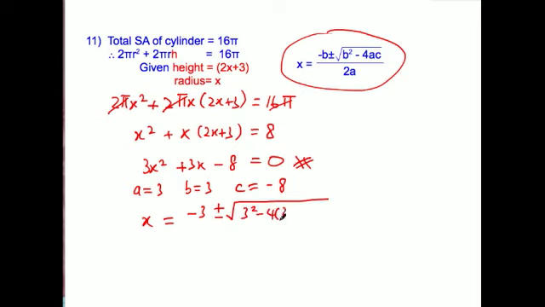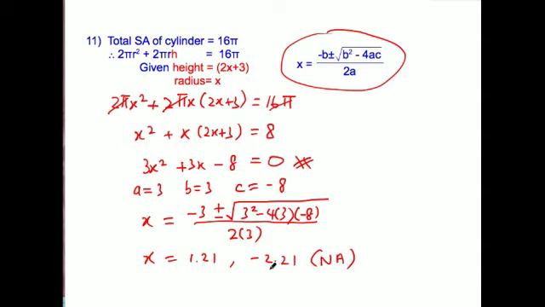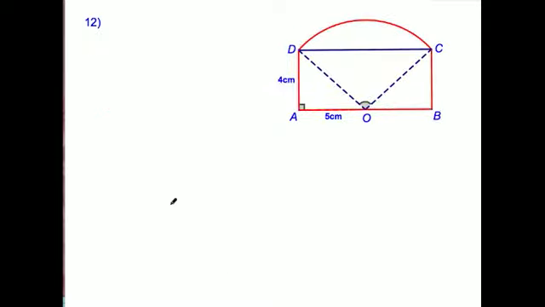For the 4ac, over 2a, this works out to be 1.21 and negative 2.21. We reject the negative value because x is the radius and it cannot be negative.